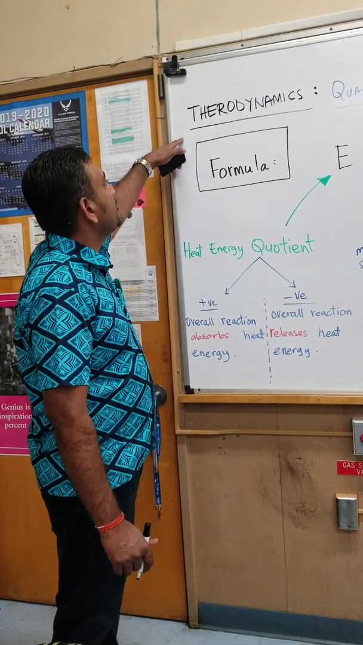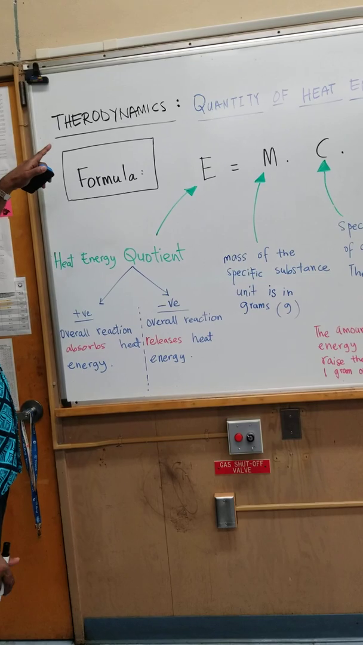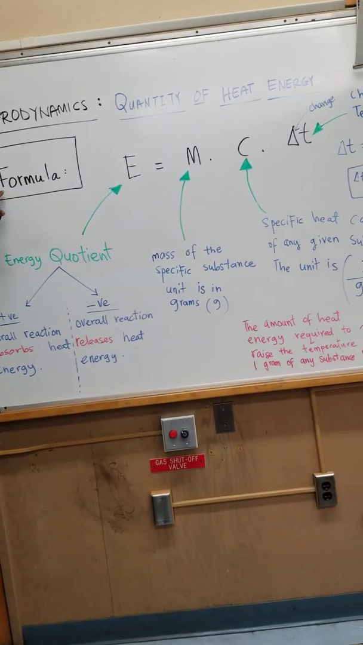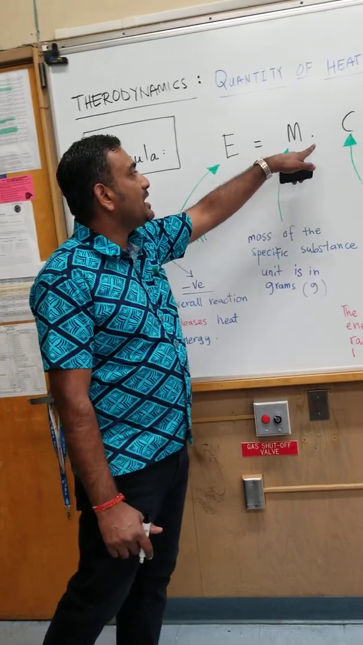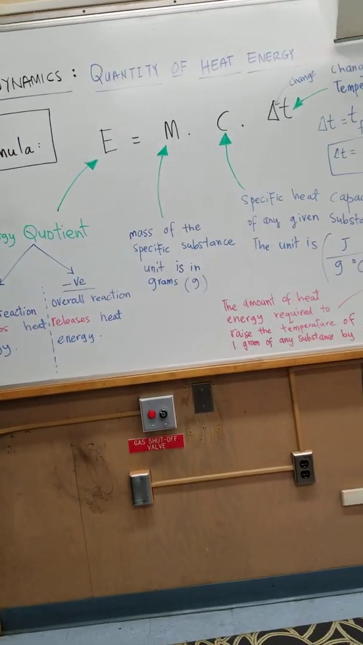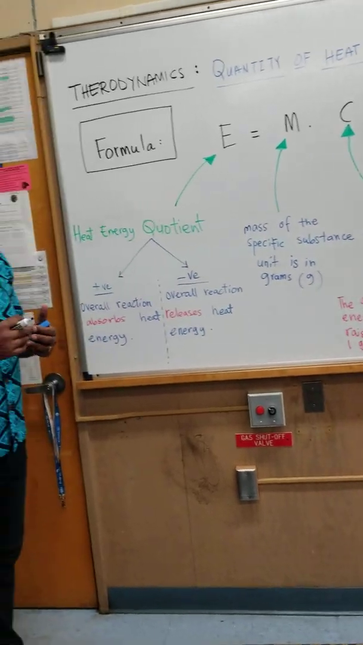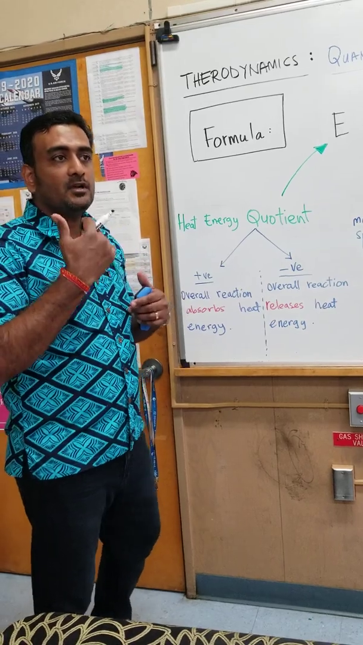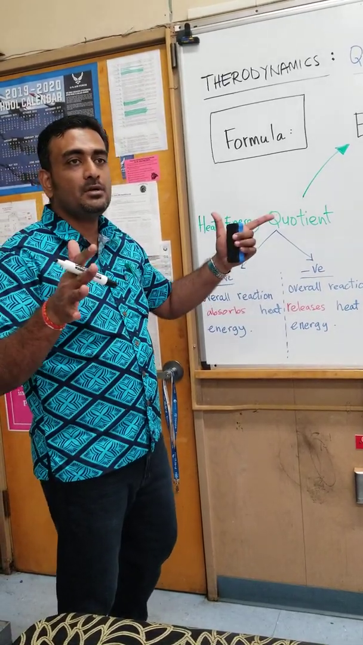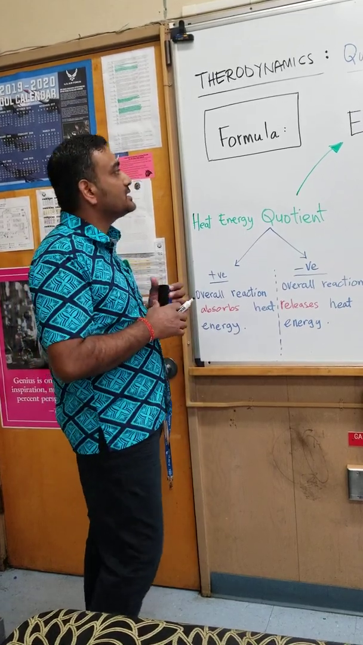Today, another topic of thermodynamics and calculating the quantity of heat energy. I'll be discussing a formula that uses the variables E is equal to m times C times delta T to calculate the heat energy given out or absorbed by any chemical reaction. Whenever chemical reactions happen, either heat energy is evolved and passed out into the surrounding, or heat energy is absorbed from the surrounding and into the chemical reactants.